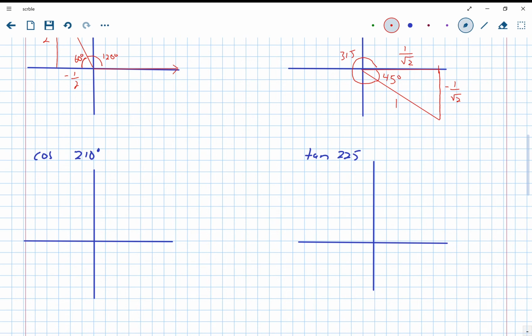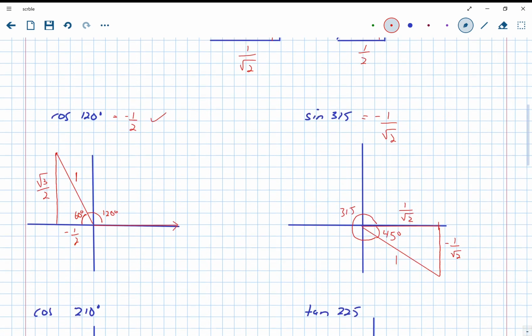210. Okay, 210 is going to be over here. Okay, which means the related acute angle must be 30 degrees. Again, because from there to there is 180, and 180 plus 30 is 210. So the related acute is 30, step 1. Step 2, draw your line up. And step 3 is you're going to put in your triangle.